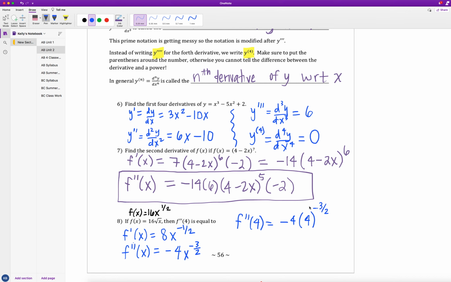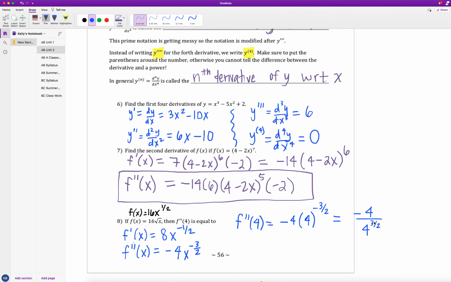So when I have a negative exponent, I can rewrite this as a positive exponent by flipping it down to the denominator, and I'll end up with the negative 4 in front, though still stays in the numerator since that is not raised to the negative 3/2. Just the 4 comes down to the denominator.